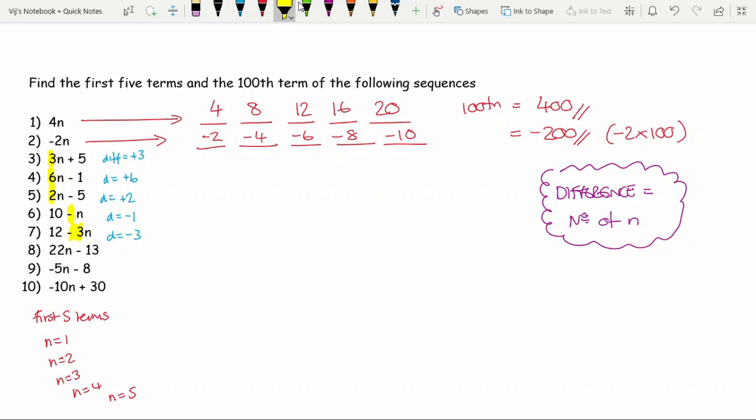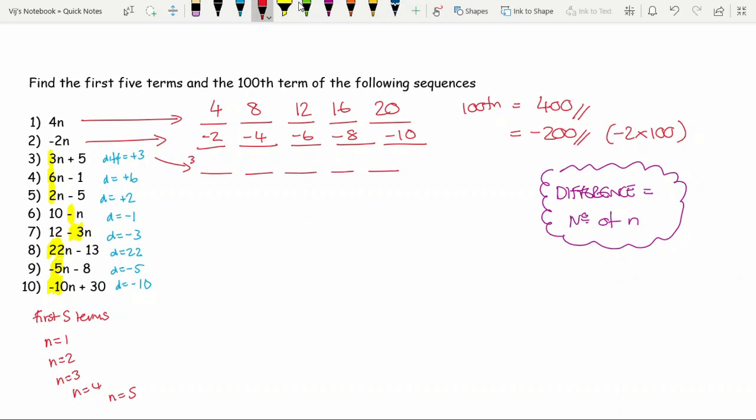For question 8, the difference is going to be positive 22. For question 9, the difference is minus 5. And finally, for question 10, the difference is minus 10. So once you've worked out the difference, the next thing we then need to do is find out what the first term for each of these are going to be.